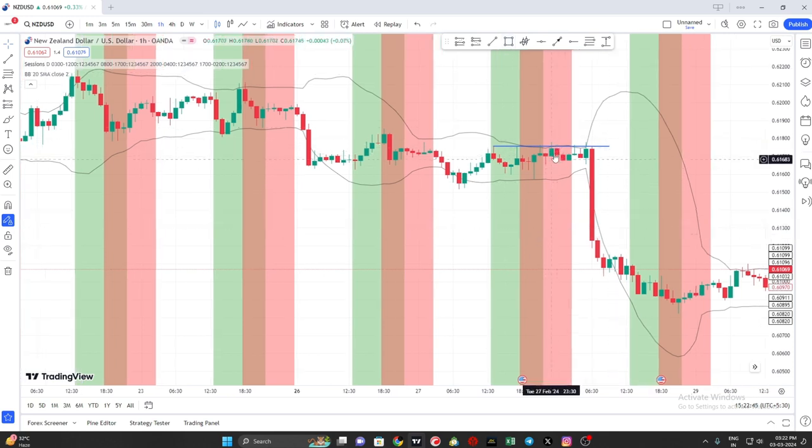So when price is hitting the resistance of a trend line and also supporting that resistance, it is not just breaking the resistance, it is respecting the resistance and creating a red candle.